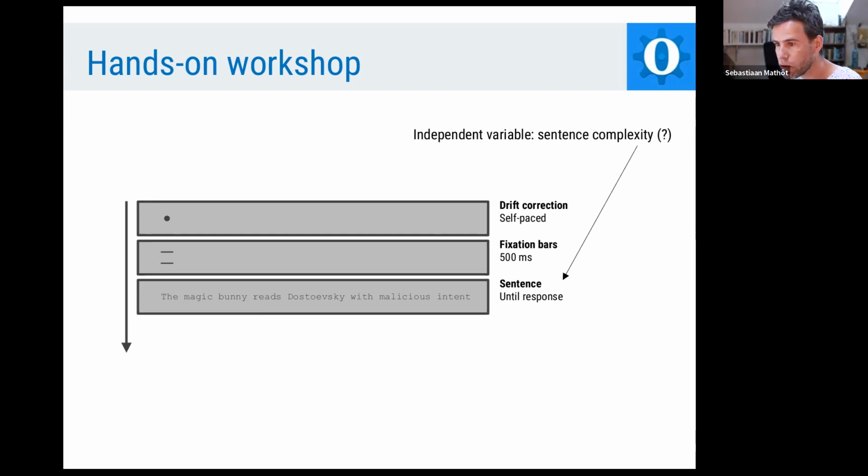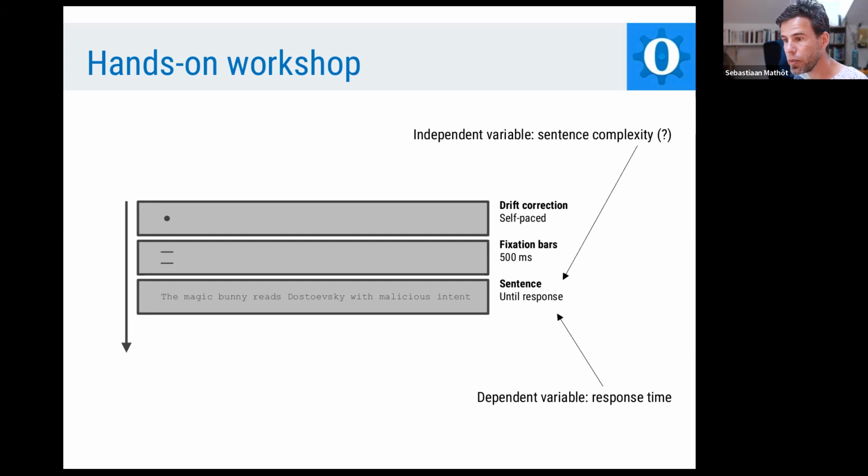Be creative, right? You can also say, I want to vary whether the characters in the sentence are bunnies or human beings, and then look at that, whatever. Anything that actually measures that you can vary. And then the dependent variable in this context would be response time. That's it. This is the self-paced reading task.